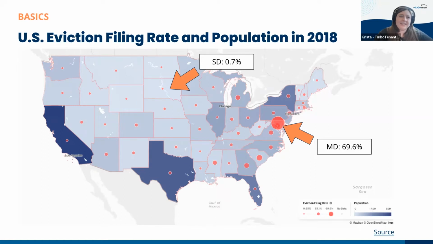Why is that? Evictions are really nuanced. There are a couple things that we could point to. For example, evictions disproportionately impact people of color, particularly women, and low-income individuals and families, which could help to contextualize Baltimore's high eviction rates.